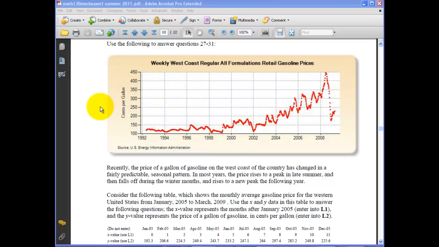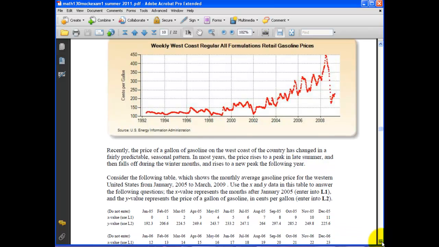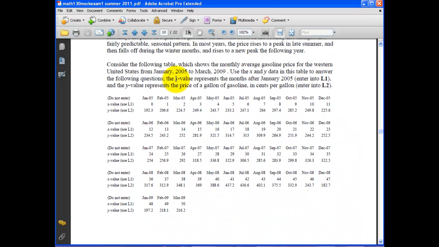It shows the behavior of the gas price over quite a long period of time. The gasoline price tends to be kind of cyclical. It usually rises to a peak somewhere around Labor Day, and then it drops off after that and resumes the pattern for the next year. We're not looking at the entire set of data that is captured by this graph. As you can see when you scroll down, we're actually looking at a small piece of it. We're going from January of 2005 to March of 2009.